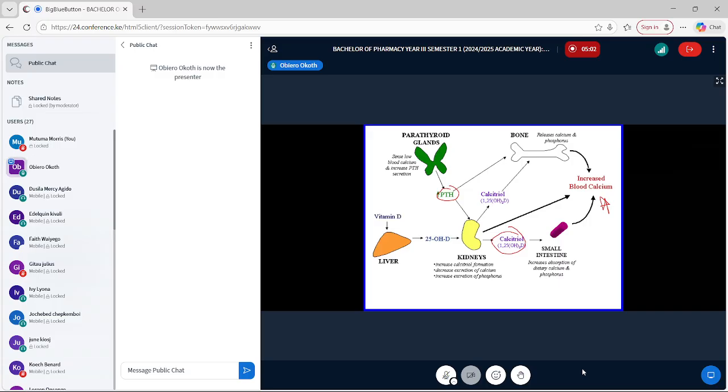Okay. And in the kidneys, what calcitriol does is it decreases excretion of calcium, you increase excretion of phosphorus. The net effect again is that you maintain calcium by increasing calcium breakdown from bone. You increase calcium absorption from the small intestine, and you decrease calcium excretion. Net effect is that PTH and vitamin D increase calcium. We'll see what happens if you have excess PTH. What happens if you don't have enough vitamin D?